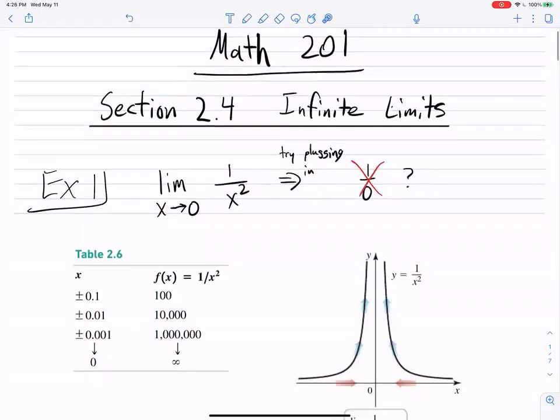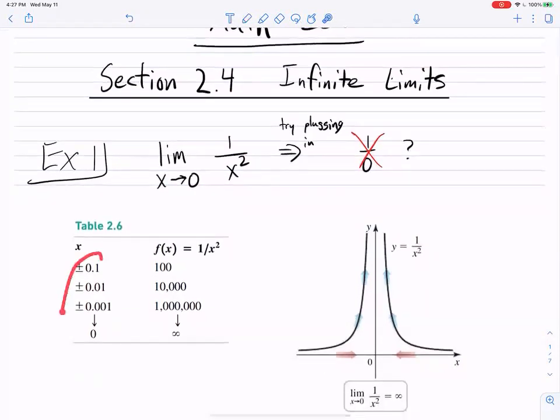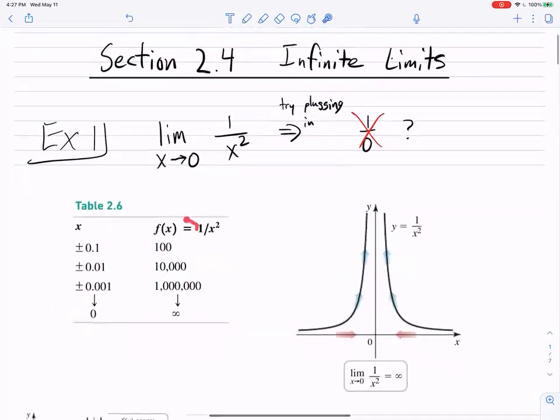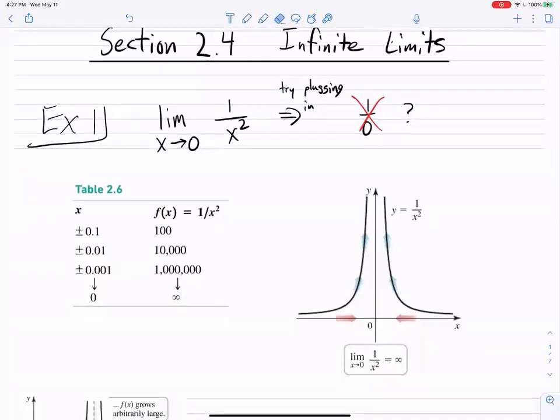One way we could do this is we could try plugging in numbers that get increasingly closer to 0 and see what happens to the function. And you see that the function is getting huge. And so we could say that the limit, as we get closer and closer to 0, is blowing up and going to infinity. You could see this graphically too. If you graph this function, as you get really, really close to 0 from either the left or the right, they both go up to positive infinity. And so we'll say the limit as x approaches 0 of 1 over x squared is infinity.